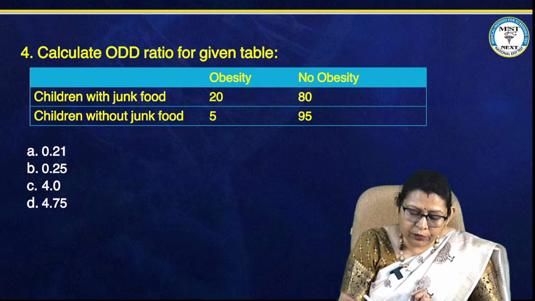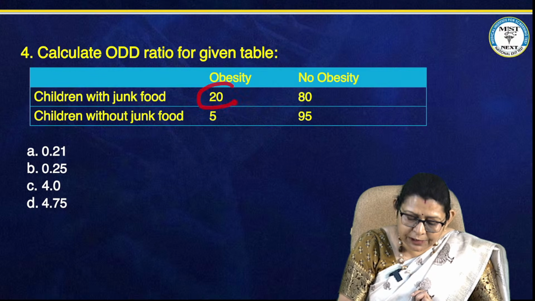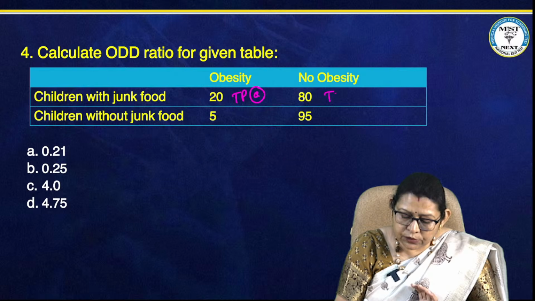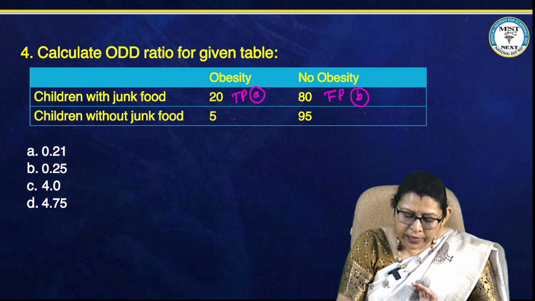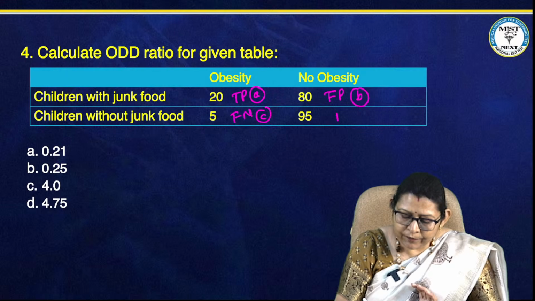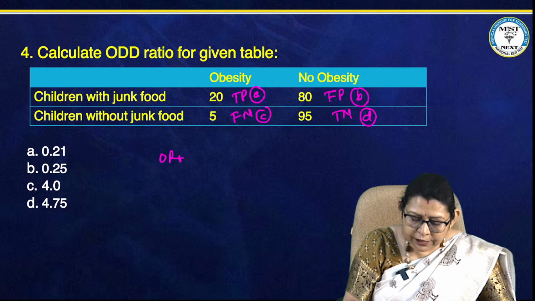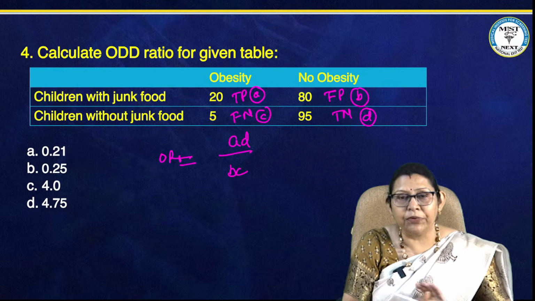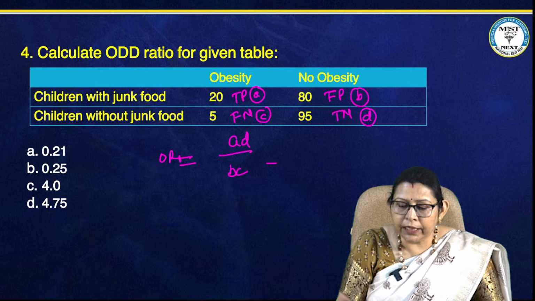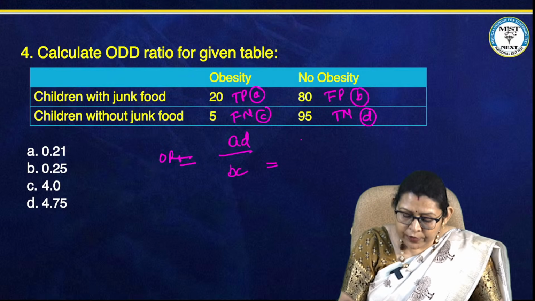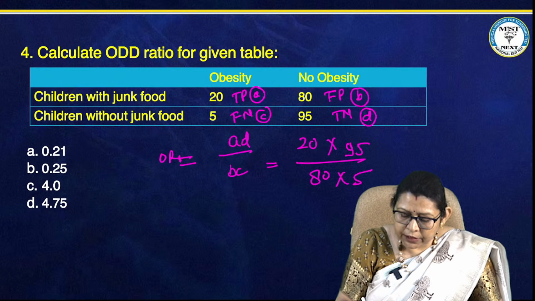We know that when the disease is present and the risk factor is also present, it is your true positive, that is A. This is your false positive, that is B, this is your false negative, C, and this is your true negative, D. And we know the formula for odds ratio is AD upon BC. You all had started answering very correctly: AD upon BC. So it is 20 into 95 divided by 80 into 5.